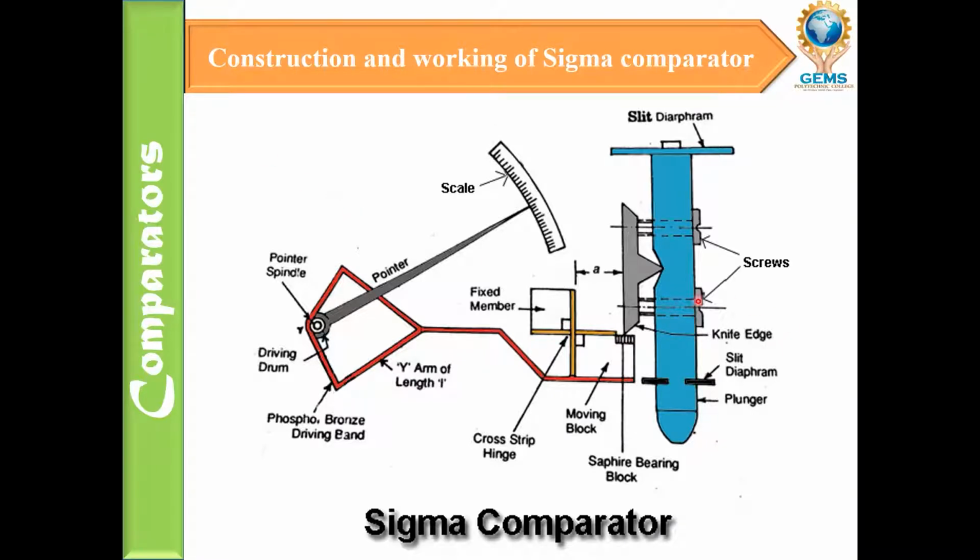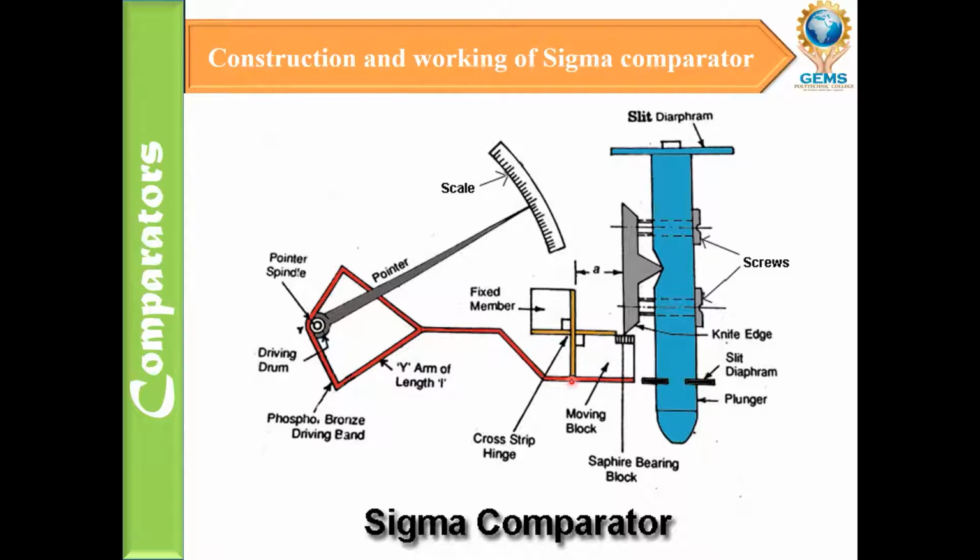Now we can see the parts. First of all, this is a plunger. It is a slit diaphragm. It is a knife edge follower. It is a screw. It is a slit diaphragm, and then these are the fixed member and moving block.